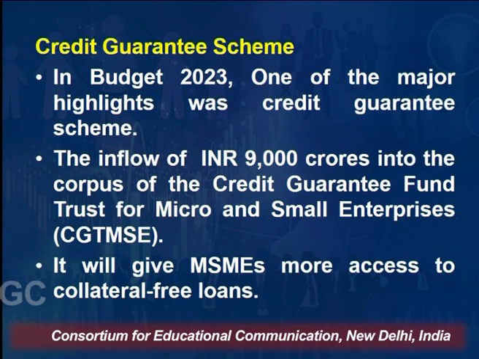So the Government of India has created a fund, with an inflow of rupees 9,000 crore into the corpus of the Credit Guarantee Fund Trust. A Credit Guarantee Fund Trust has been created especially for micro and small enterprises, CGTMSE, right? This trust will give guarantee for the financing of micro and small enterprises. Means if any commercial bank lends money to micro, small and medium businesses, and there is an NPA issue, a failure to pay the loan, then this credit guarantee scheme will lend the money to the bank, right?